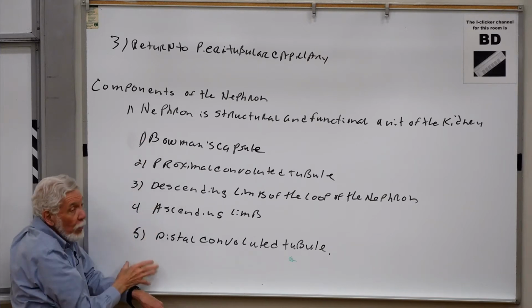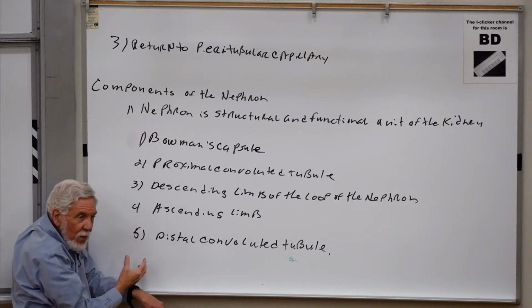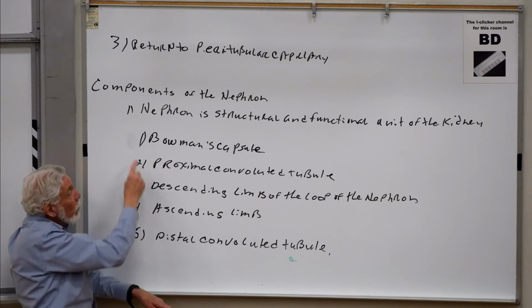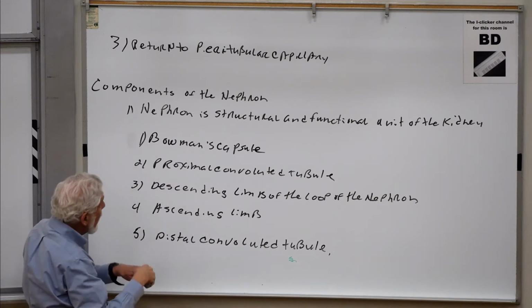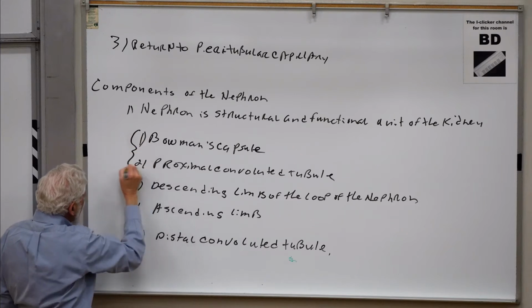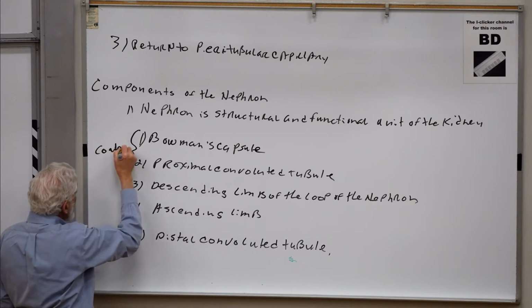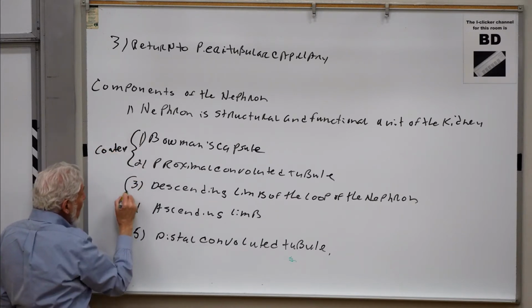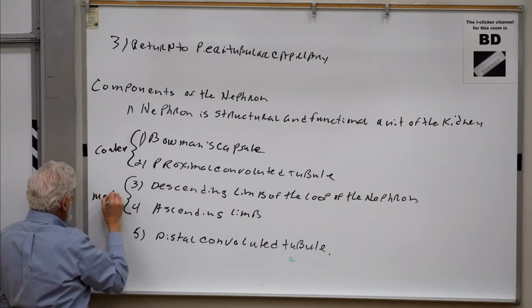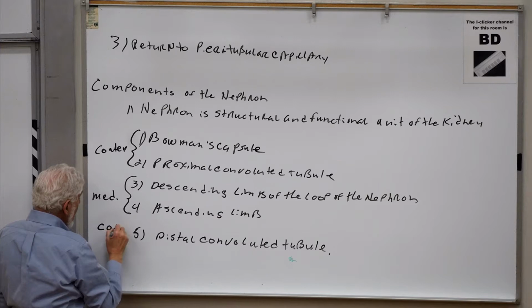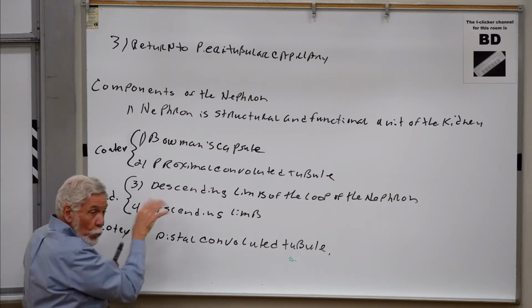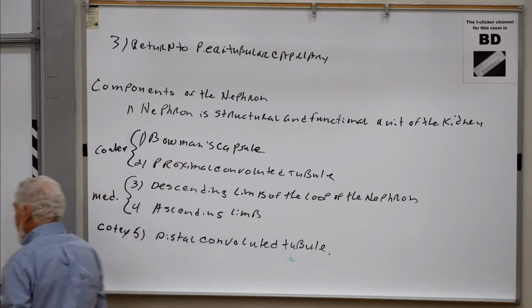But the long and the short of this, one of the things I want you to be able to envision is we go from Bowman's capsule and the proximal convoluted tubule, which is cortex, to the descending and ascending limb, which is medulla, to the distal convoluted tubule, which is cortex. Much as we drew it yesterday. And we'll walk through that again.